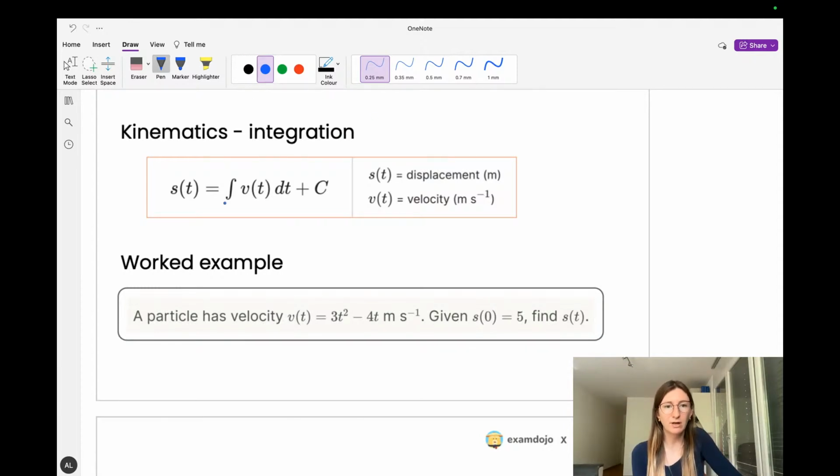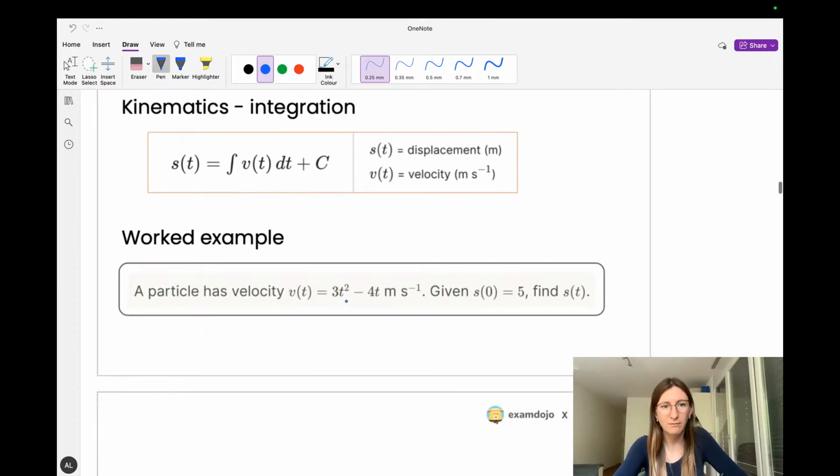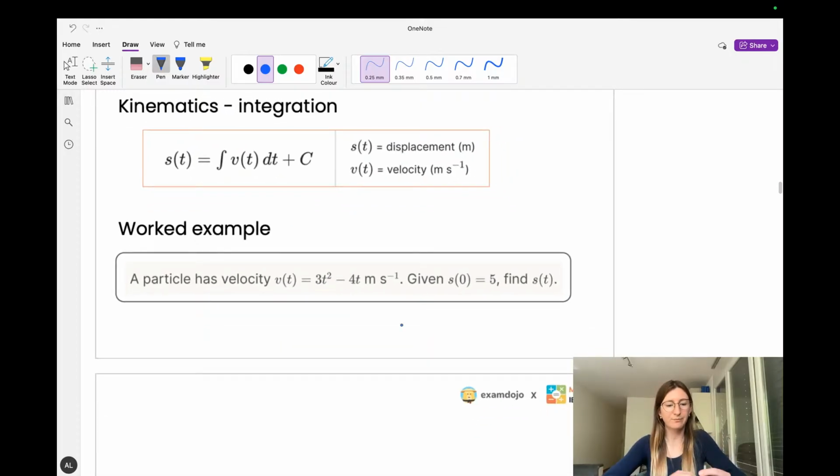So that means integration. So to find displacement, we have the integral of the velocity function, and don't forget plus c, our constant. If you have forgotten any integration, there'll be a session on it tomorrow at 5 p.m. CEST time. So I'm not going to be going over integration now, but if you want some help with that, that will be tomorrow.